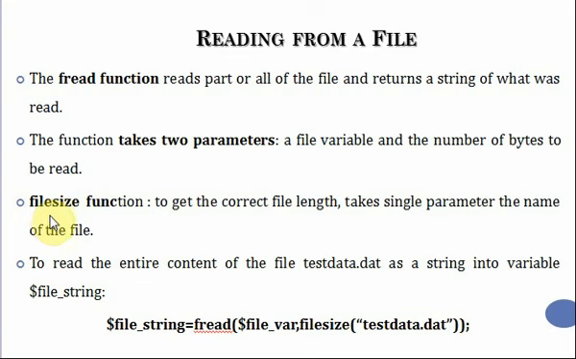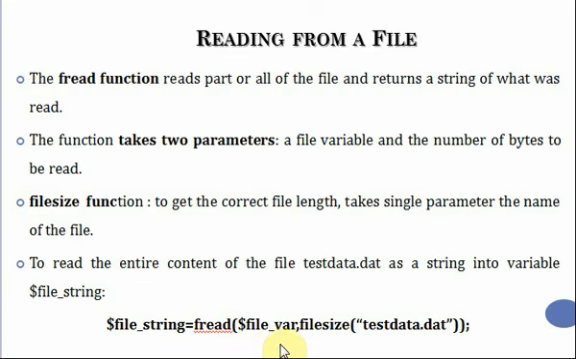So we have a function called filesize. We said that fread takes two parameters, the file variable as well as the number of bytes. For the number of bytes, in case you want to read the entire content of the file, you have a function called filesize, which is going to give you the correct length of the file. It takes a single parameter, just the name of the file.